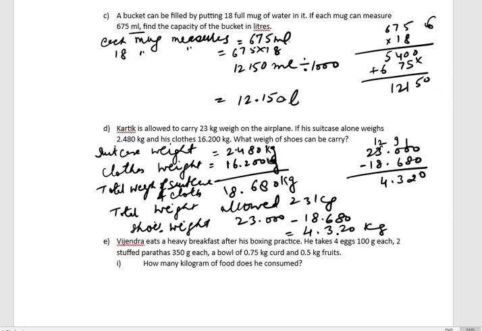Let's move to the next question. Vijender eats a heavy breakfast after his boxing practice. He takes 4 eggs, 100 grams each, 2 stuffed parathas, 350 grams each, a bowl of 0.75 kg curd, and this much fruits. How many kilos of food does he consume? So we have to add up all the foods.